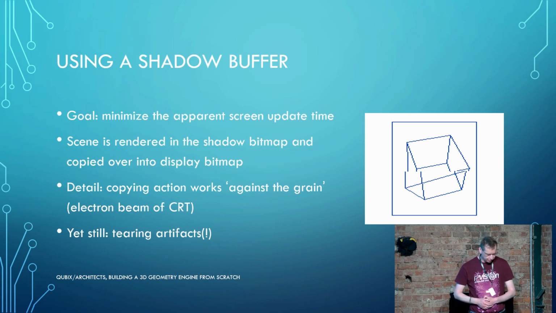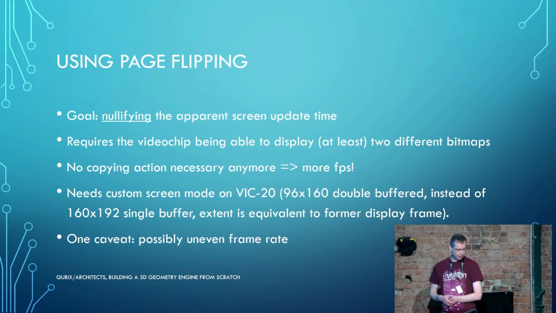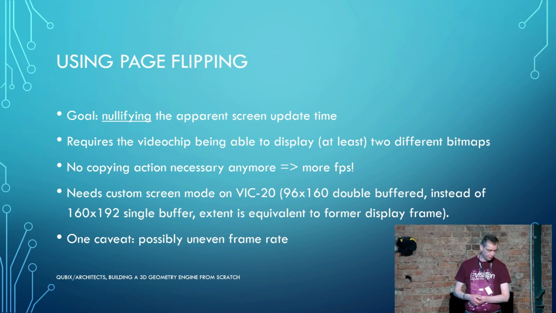And that's not the end. We can improve on that further. And this is using page flipping. And here's the goal: not only minimizing the apparent screen update time, but nullifying it. And this requires that the video chip is able to display at least 2 different bitmaps. We also don't have to copy the bitmap itself anymore, and of course that makes everything faster.